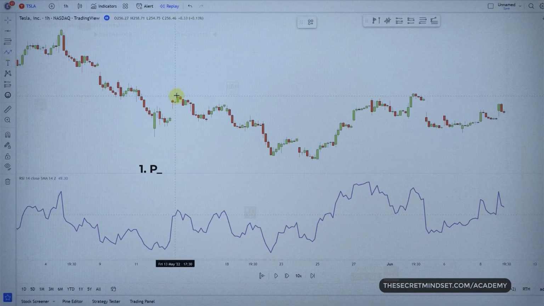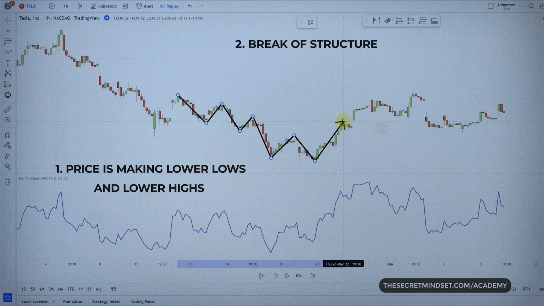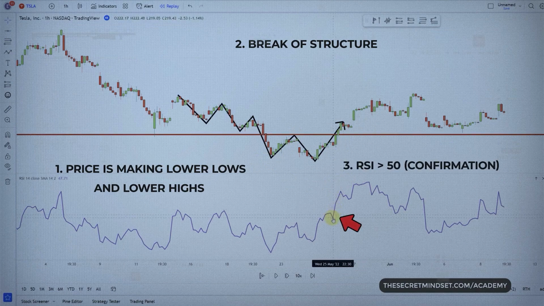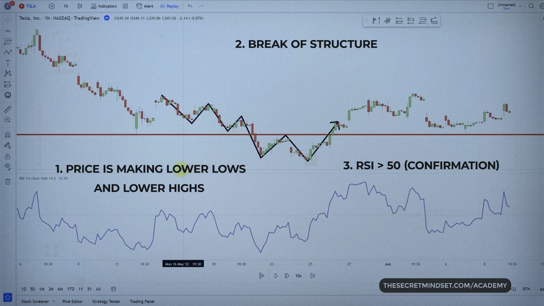Here we have another break of structure. Market was making lower lows and lower highs. This is the point at which the price interrupted this pattern. RSI confirmed the break of structure as it moved up above the 50 level. A lagging signal, but a good confirmation as long as you monitor the price action first.